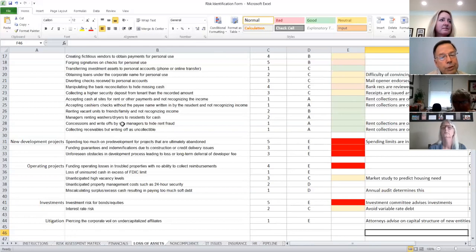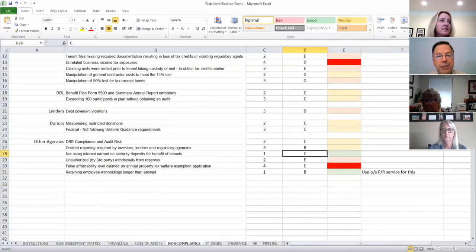And other new development risks like that. Unforeseen obstacles in the development process that lead to loss of the developer fee. I've seen that happen many times. Operating projects, we get into some losses when it comes to unanticipated vacancy levels, loss of uninsured cash over the FDIC limit, funding operating losses in properties that are always in a deficit position, investment risk, and litigation risk. So anyway, all of that is loss of assets kind of risks.